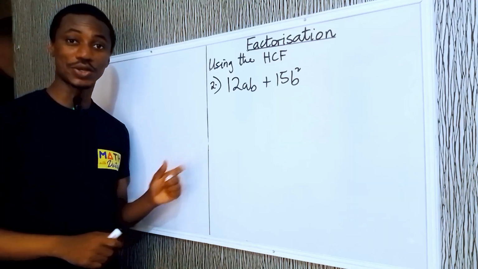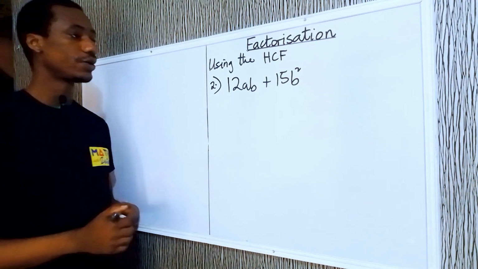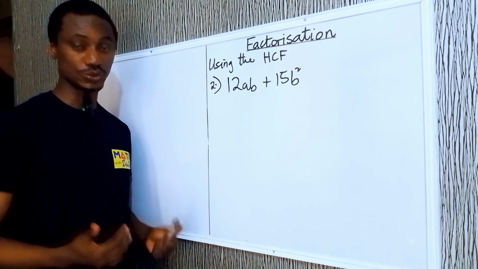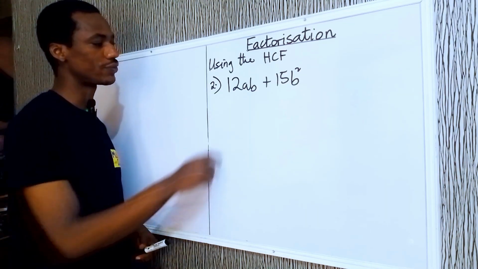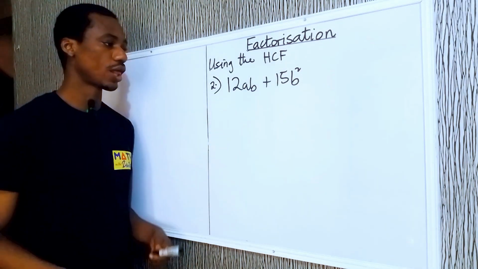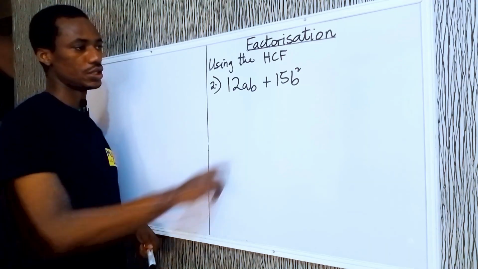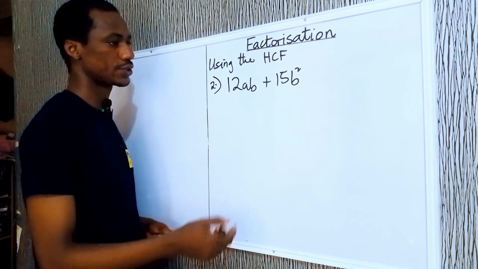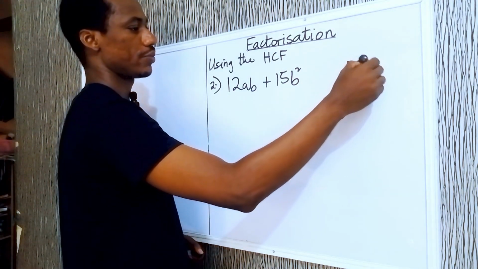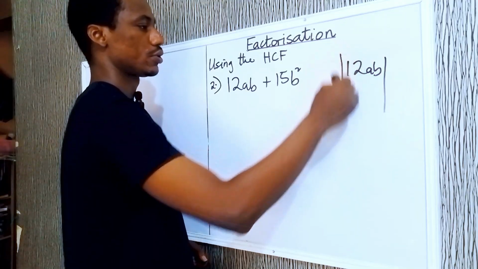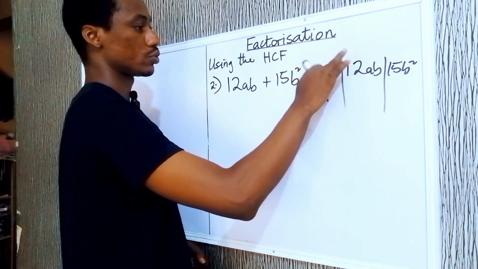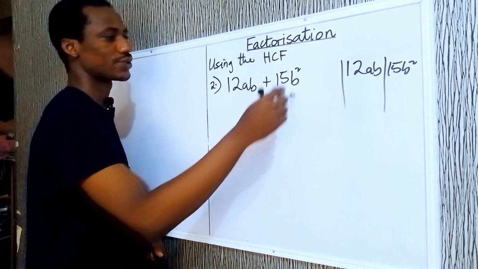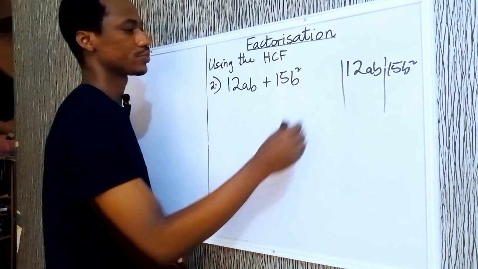All right, this is the second example. 12ab plus 15b squared. We are to factorize. Remember, we are using the HCF, so we have to find the HCF of 12ab and 15b squared. So let's go. 12ab, 15b squared. We could put plus. If you want to use the shortcut I told you, you could just put plus here.